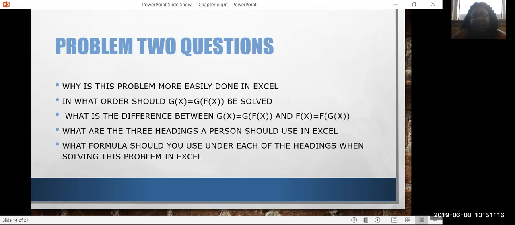So under the x, I just inserted 0 through 3. And then under f of x, I just used equals 3 star, and then I clicked on the number under the x column and then the number under the g of x column. And then I used equals 8 plus, and then used the same numbers from f of x. I just put the formula in and dragged it down.